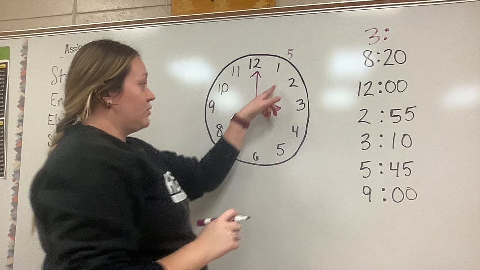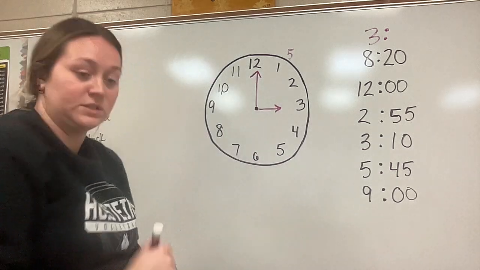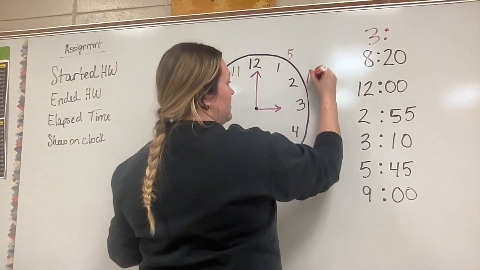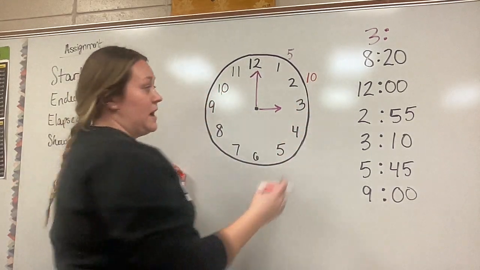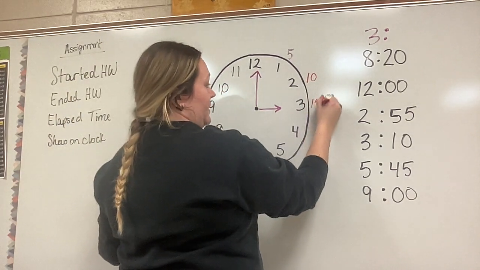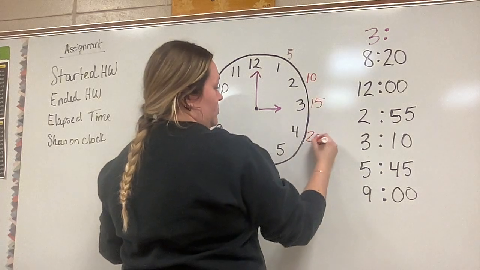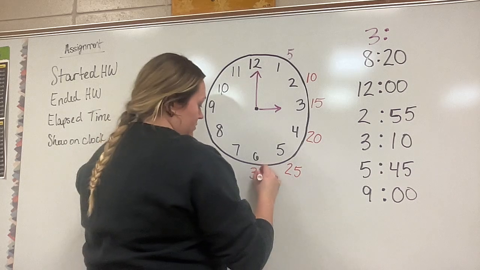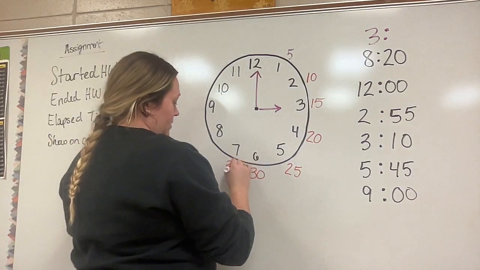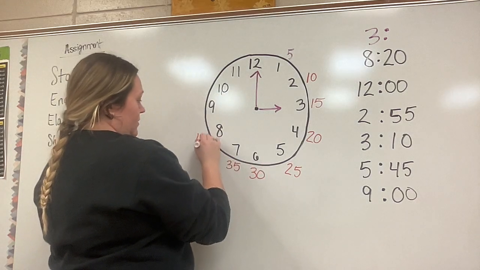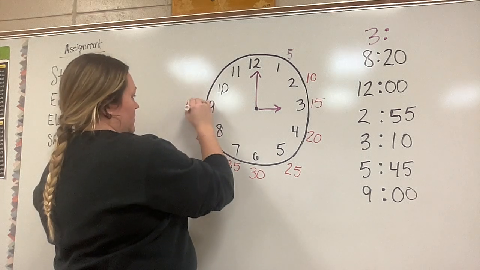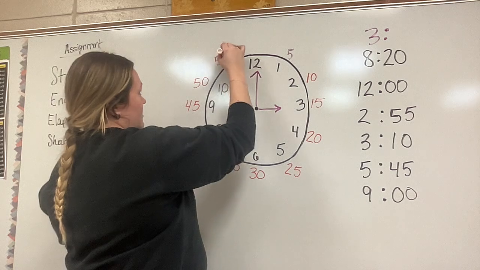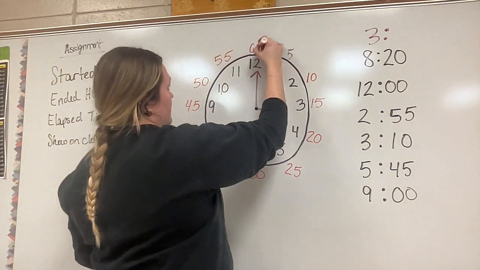If I go to the 2, what's that time going to be? 5 times 2 is going to be 10. And I keep going. Let's keep counting by 5. So we got 10, 15, 20, 25, 30, 35, 40, 45, 50, 55, 60.